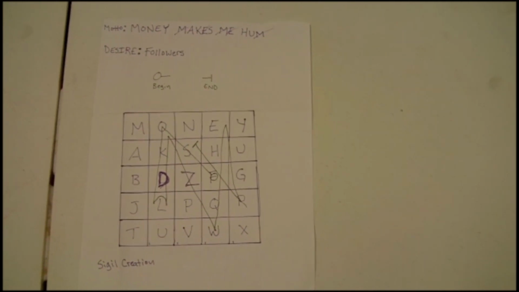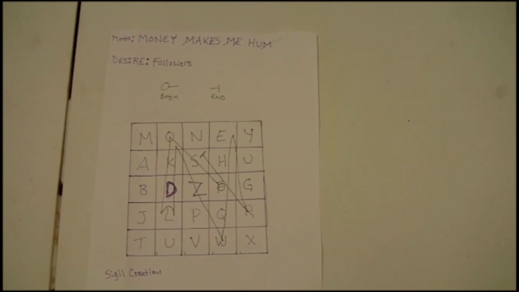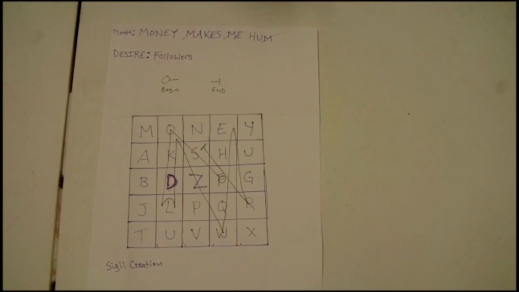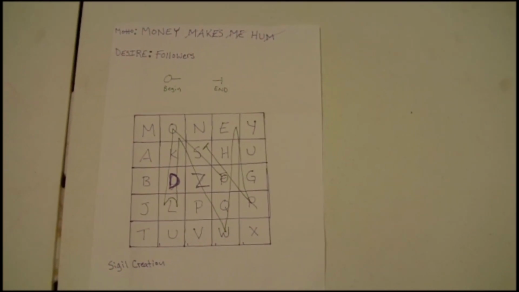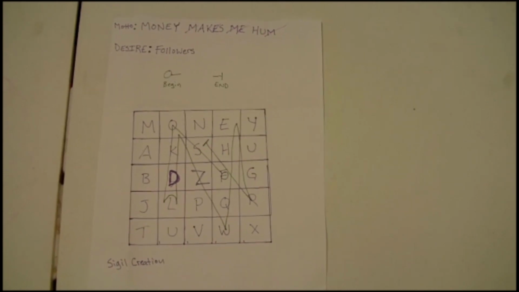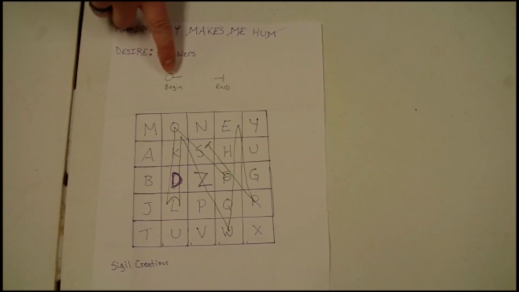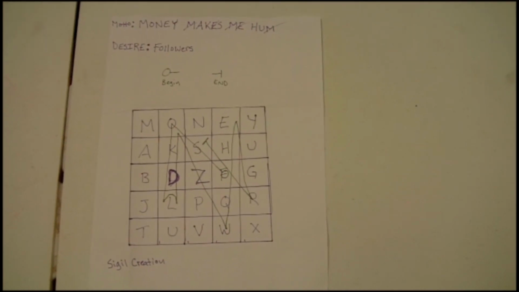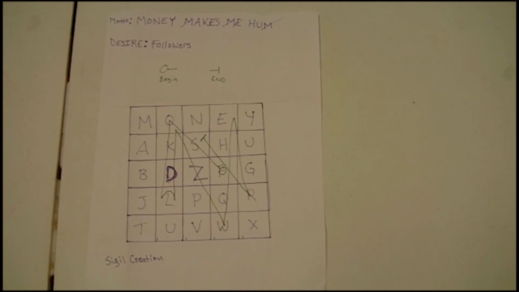So once we have that established, we then decide what our desire for this is. What is the purpose of this sigil? And for me, it is followers, because this is a blog and I'd like more followers, so we're going to go with that. When we start laying down the actual sigil, we begin by making a circle, and that's where the line's going to lead. When we end it, we're just going to make a little slash to denote that that's the end.